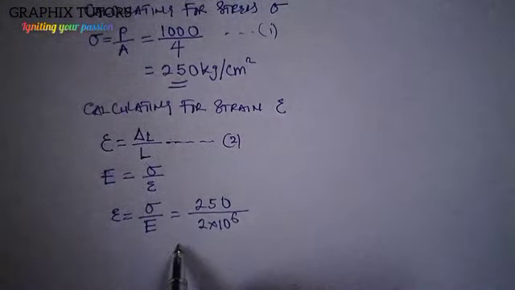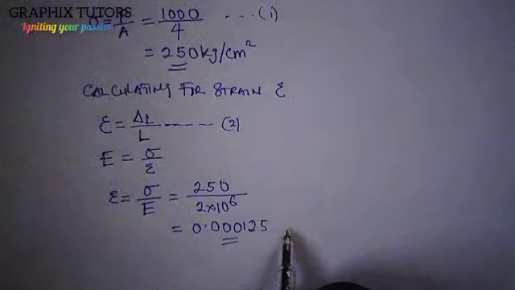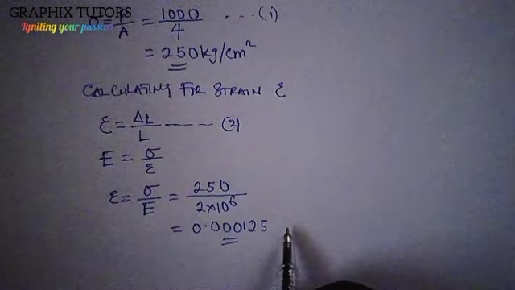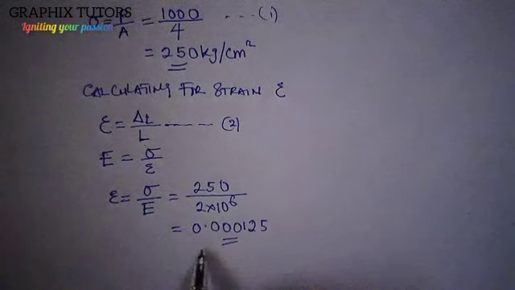Or you can say 1.25 times 10 to the power minus 4. Any of those two. Now this is our strain.